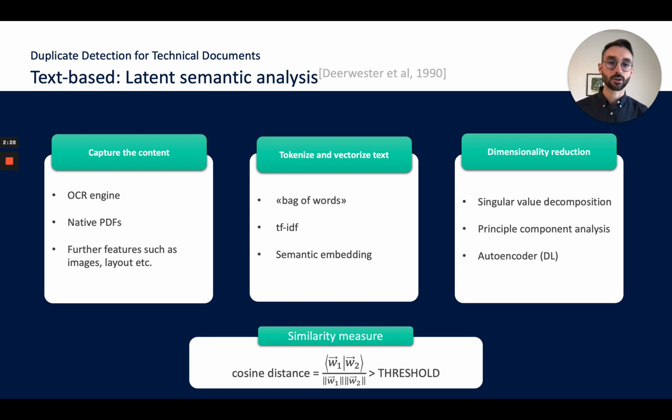How does the text-based analysis work? Well, first of all, we capture the content of each document either by directly extracting it from a native PDF or by applying optical character recognition. We then tokenize and vectorize the text, that is, we map words to numbers, and finally we apply some dimensionality reduction to map every document into a common vector space, in which we then apply a similarity measure between document vectors in order to compare how similar two documents are.